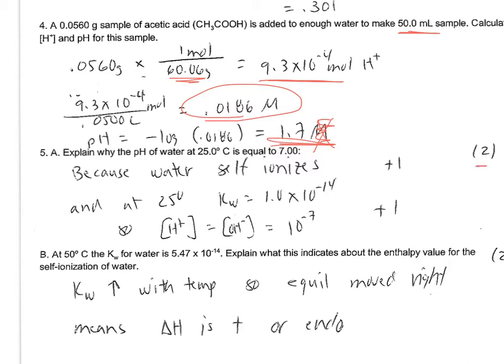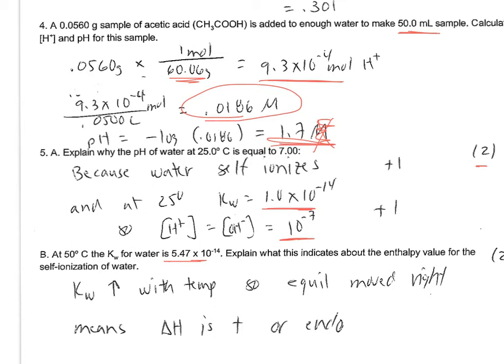And then 5, explain why the pH of water at 25 degrees is equal to 7. Two things I was looking for there. Because water self-ionizes. Okay, that's why. It's because water falls apart, gives you H plus and OH minus. If it didn't self-ionize, there'd be no H plus concentration. And at 25 degrees, that ionization constant is equal to 10 to the minus 14. And H plus and OH minus concentrations have to be equal, meaning the pH will be 7 as well as the pOH.